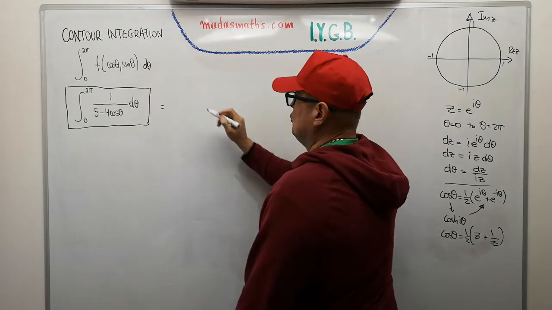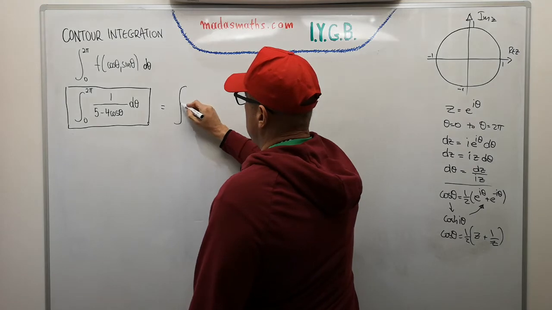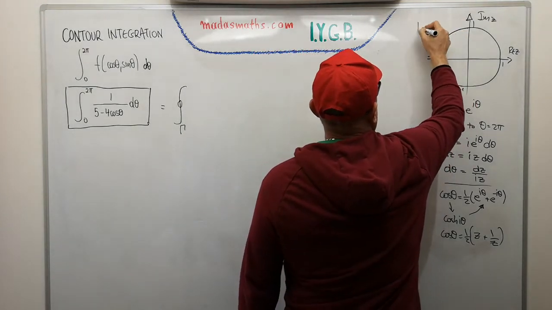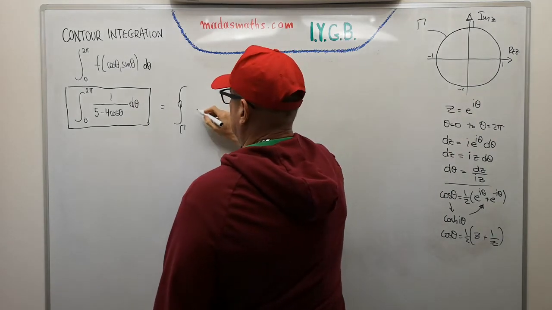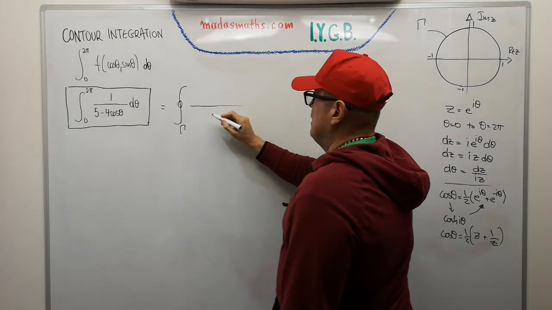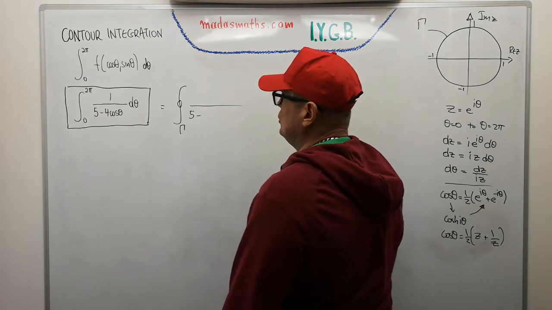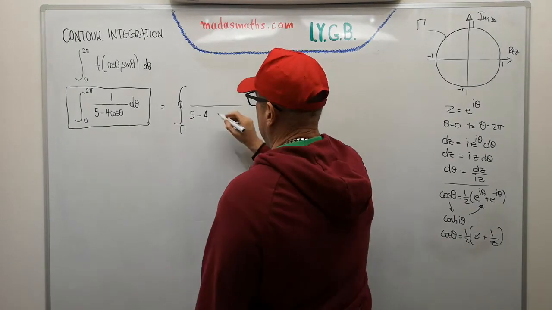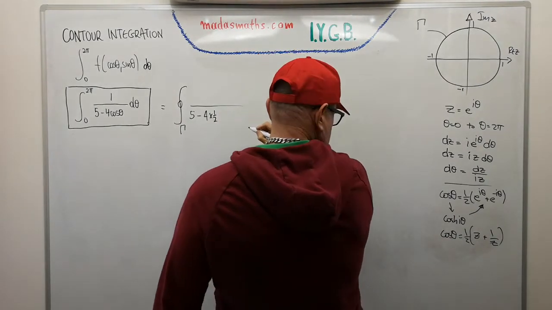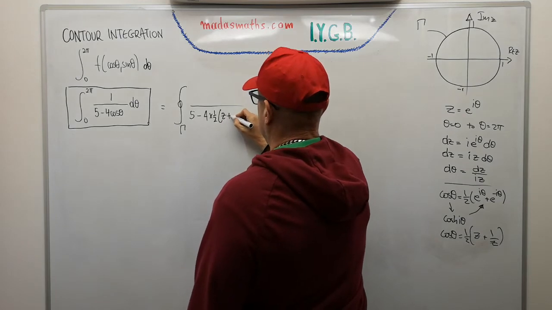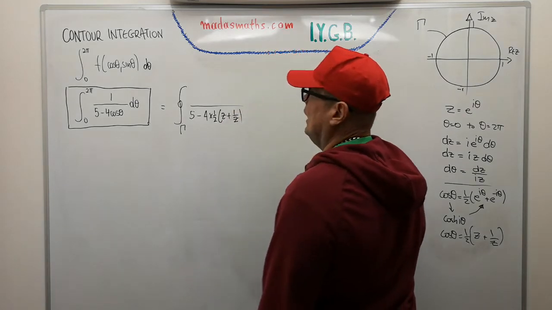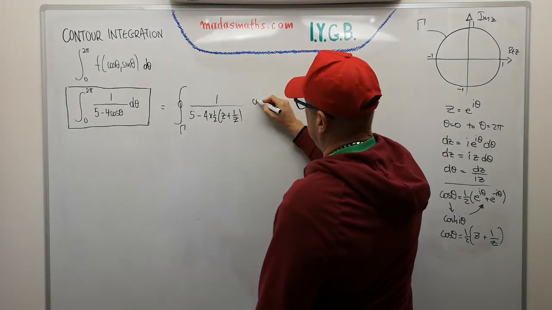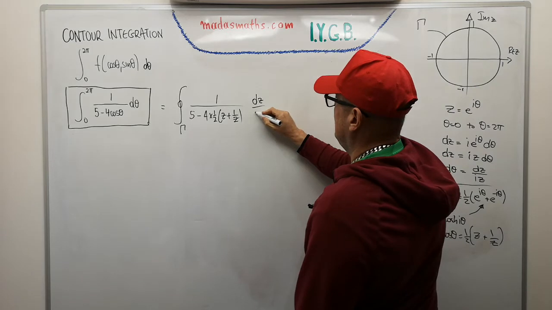So, let's see what happens. First of all, we're moving into the unit circle. Let's call this unit circle gamma. Okay, and what happens there? We're going to have 5 minus 4. The cos of theta is this bit here, so times a half z plus 1 over z, and my d theta is dz over iz.